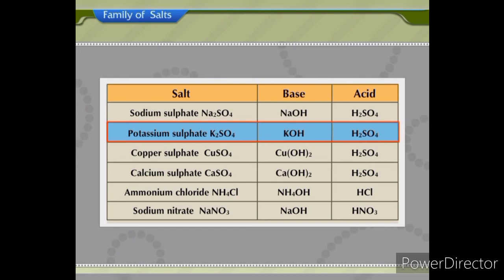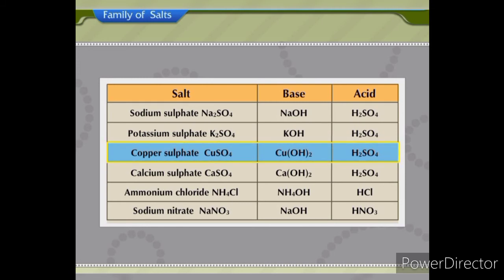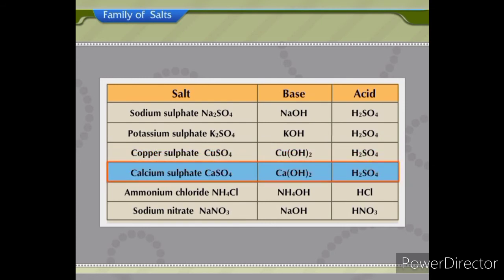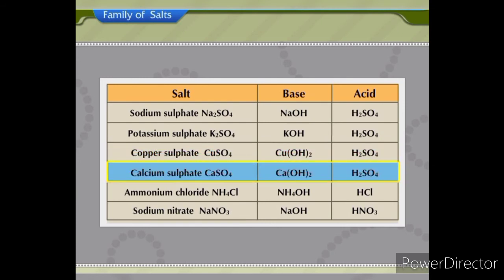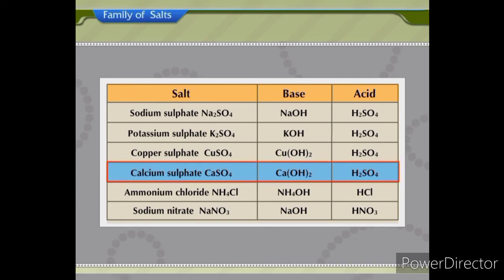Potassium sulfate is a salt of potassium hydroxide and sulfuric acid. Copper sulfate is a salt of copper hydroxide and sulfuric acid. Calcium sulfate is a salt of calcium hydroxide and sulfuric acid. Ammonium chloride is a salt of ammonium hydroxide and hydrochloric acid. Sodium nitrate is a salt of sodium hydroxide and nitric acid.